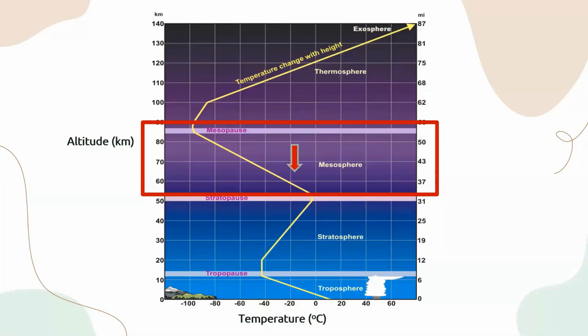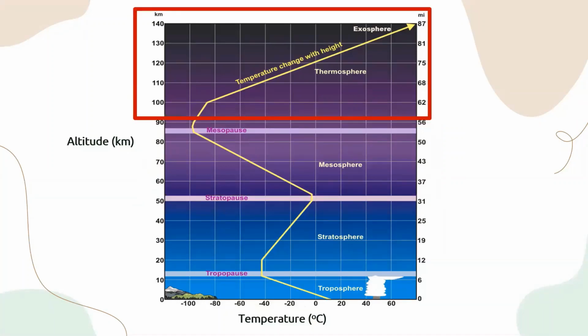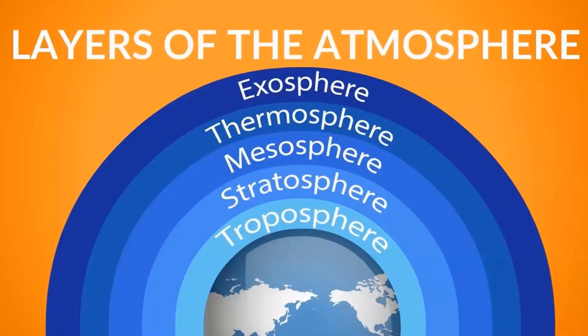It gets colder. In both thermosphere and exosphere, the temperature becomes higher. It gets even hotter than the other layers. Now we know the temperature profile of the atmosphere is the basis for dividing it into several layers. Let's find out more about them.